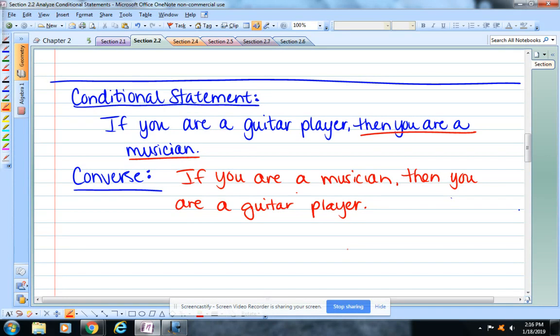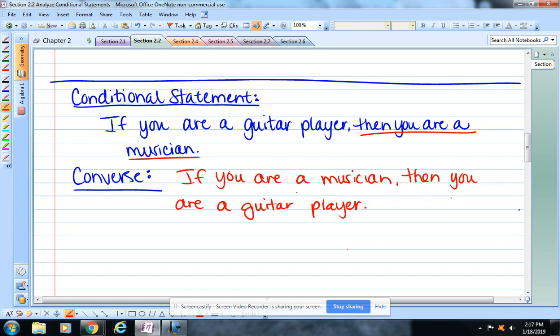Is that always true? No. I consider myself a musician. I play the piano. I'm not a guitar player at all. I don't even like holding them. They make me nervous. My husband has probably 30 of them, and they still make me nervous, because I'm afraid I'm going to break it, and I know how much they cost. So sometimes a converse is not true.